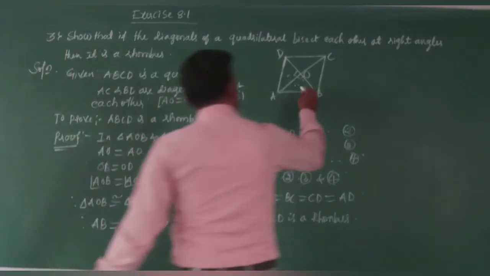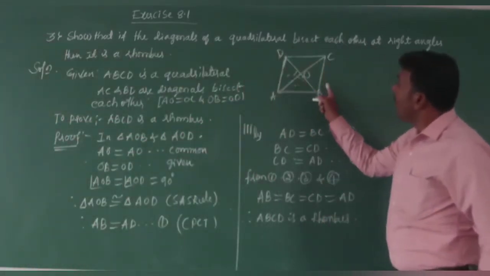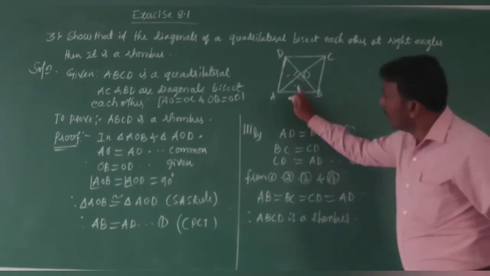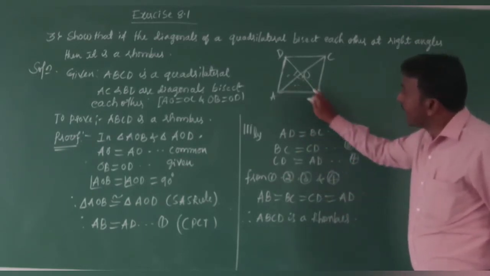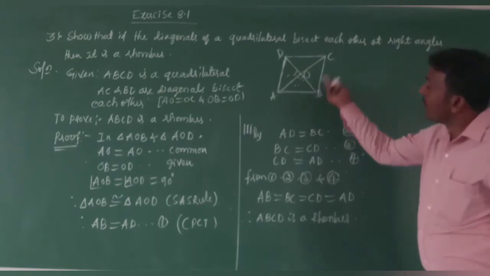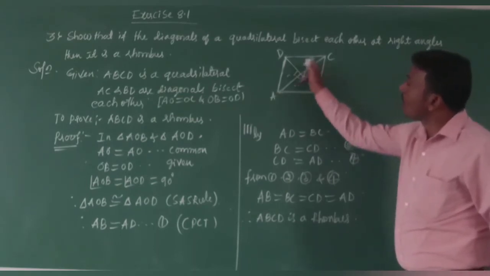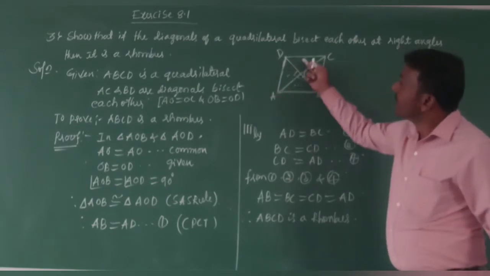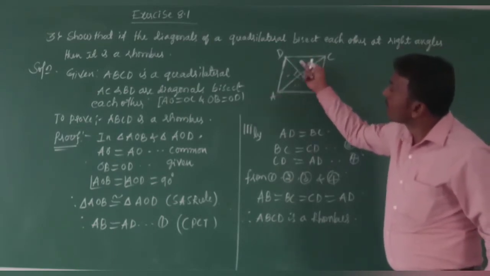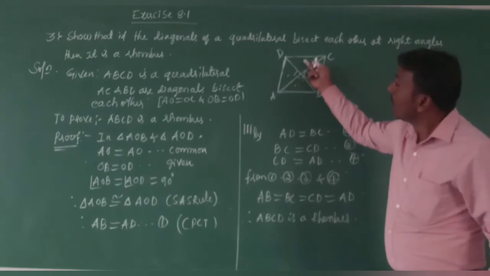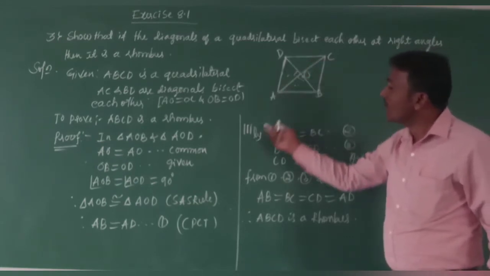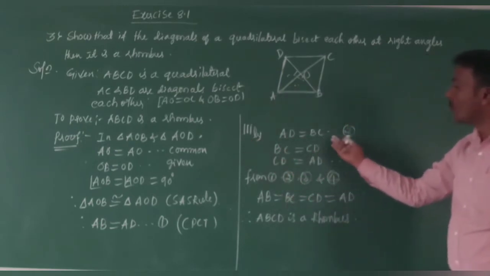Similarly, we can prove these two triangles AOB and BOC are congruent to each other by the same rule. If these two are congruent, AB is equal to BC. Similarly, again, these two triangles are congruent to each other. If these two are congruent, BC is equal to CD. Again, these two are congruent by SAS rule, so we can prove similarly AD is equal to BC.